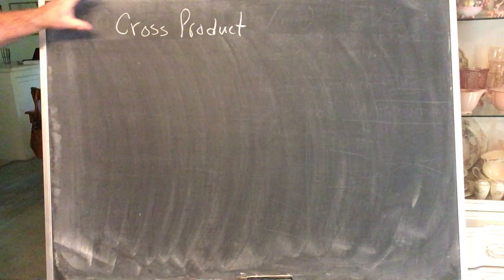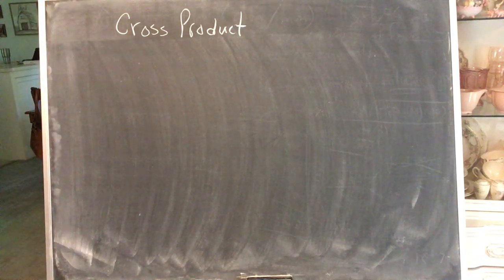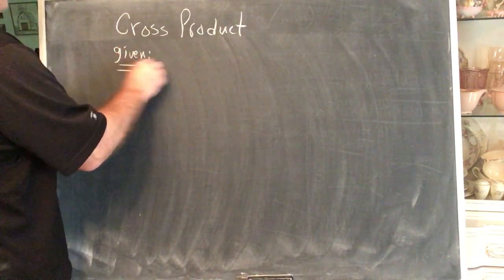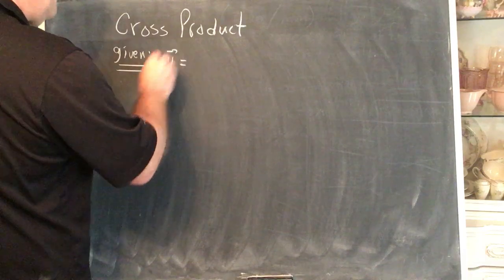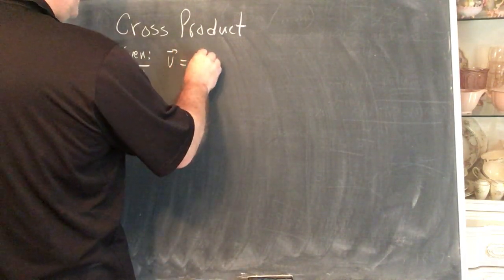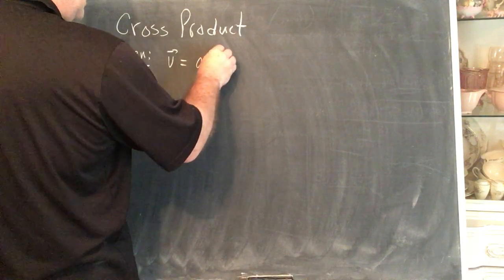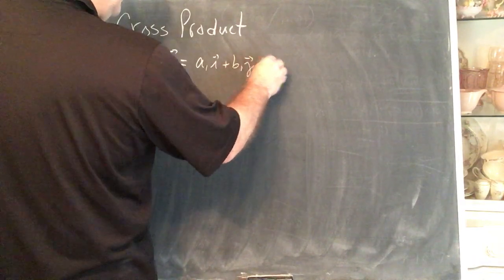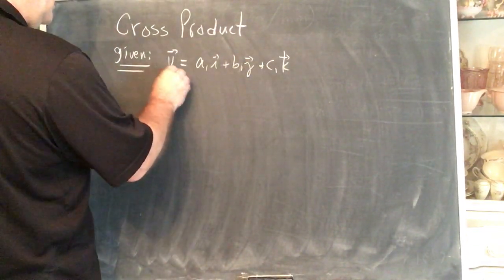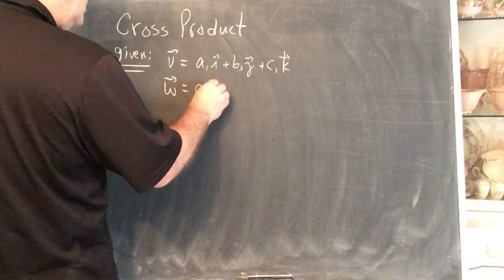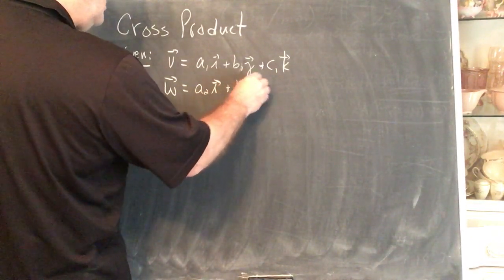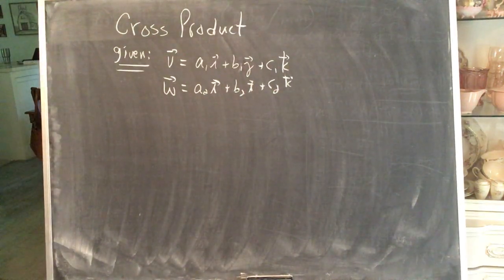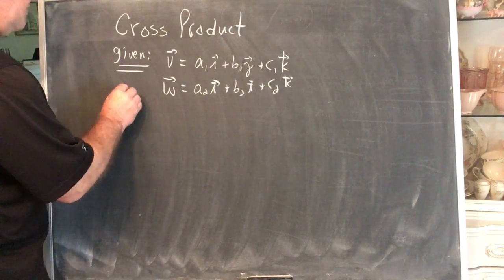Our next topic here is to talk about something called the cross product of two vectors. And so suppose we're given two vectors. Suppose vector v1 is a1i plus b1j plus c1k, and vector w is a2i plus b2j plus c2k. So we have two vectors, and we're going to talk about computing something called the cross product.